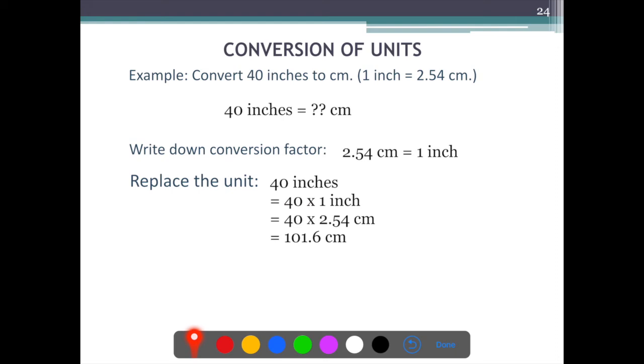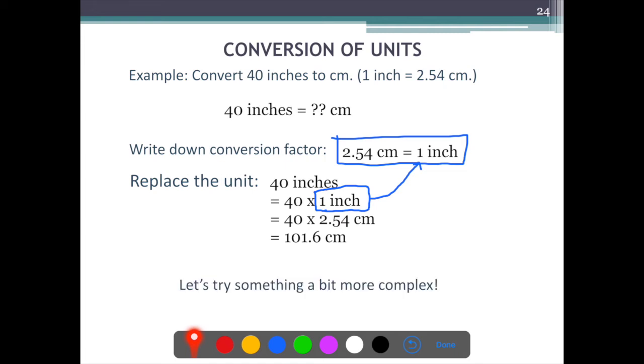By doing so, you can clearly see here 1 inch, which is the unit that you want to replace. You relate that to your conversion factor, which tells you that 1 inch is equal to 2.54 centimeters. So you simply replace 1 inch with 2.54 centimeters. Then do the calculation, 40 multiplied by 2.54, and you get 101.6 centimeters.